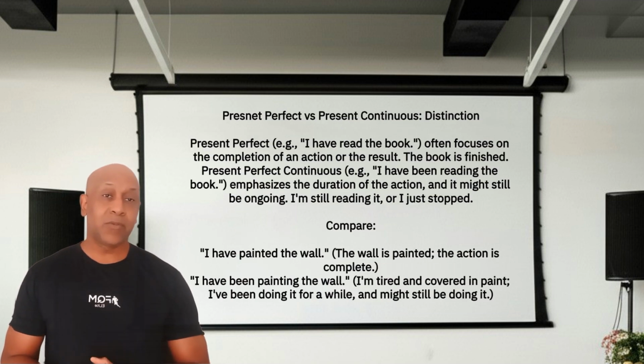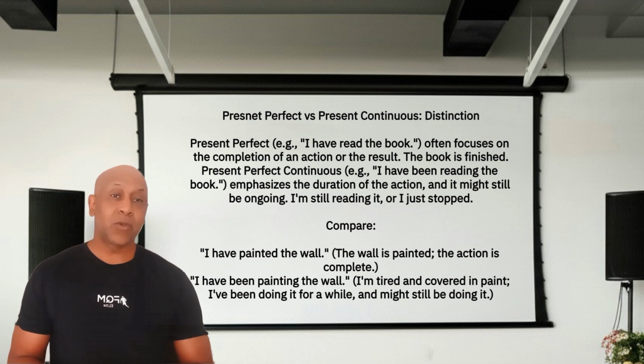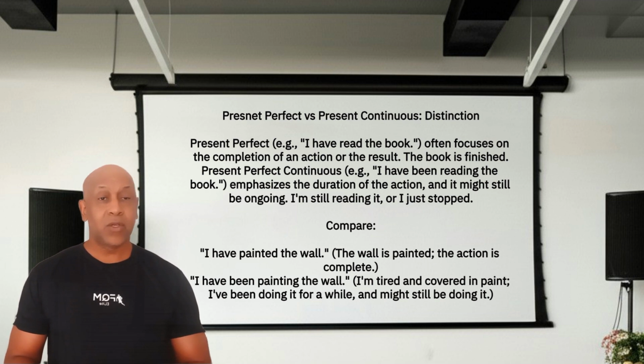Present perfect versus present perfect continuous. Here's a quick distinction. Present perfect, example, I have read the book, often focuses on the completion of an action or the result. The book is finished. Present perfect continuous, I've been reading the book, emphasizes the duration of the action, and it still might be ongoing. I'm still reading it, or I just stopped.